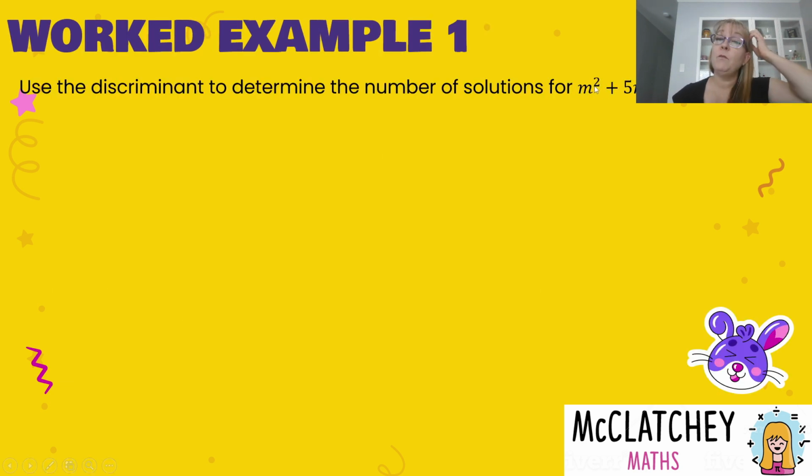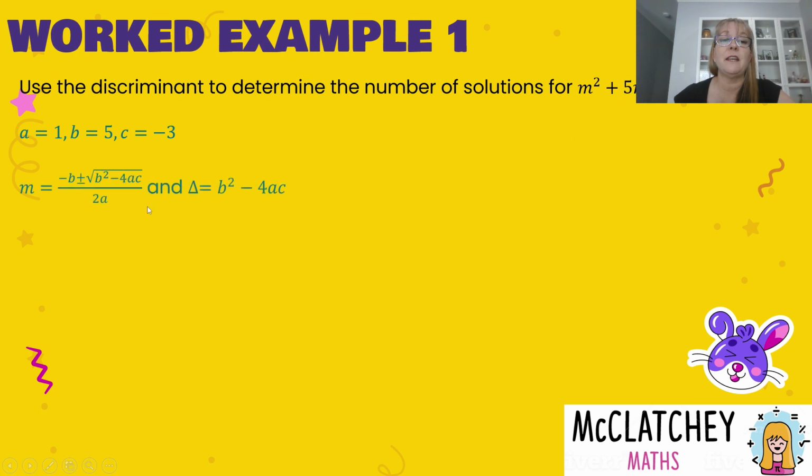Okay, so in worked example 1, we're just going to be using that discriminant to determine the number of solutions for m squared plus 5m take away 3. Now we know that the quadratic's in the form of ax squared plus bx plus c. So a is equal to 1, b is equal to 5, c is equal to negative 3. Be careful with those negative numbers. And we're simply going to substitute that into our discriminant, b squared take away 4ac. So b squared is 5 squared, a is positive 1 times negative 4, and c is negative 3.